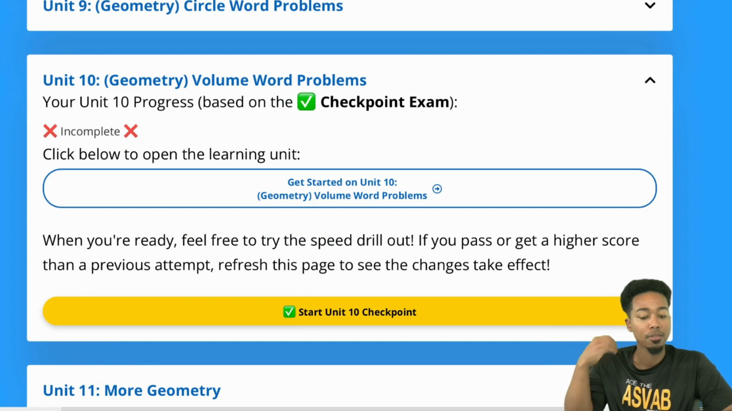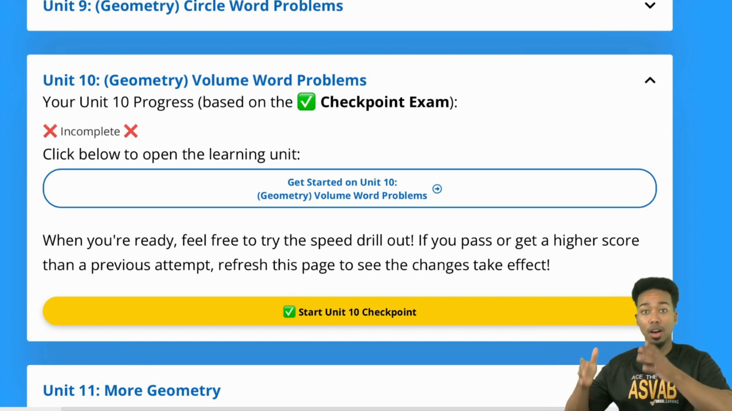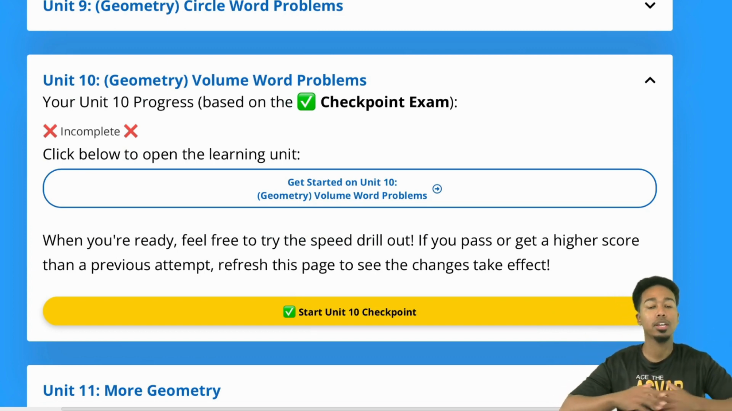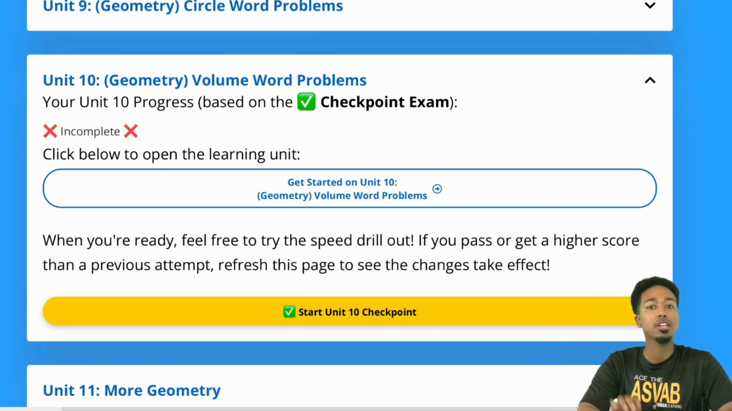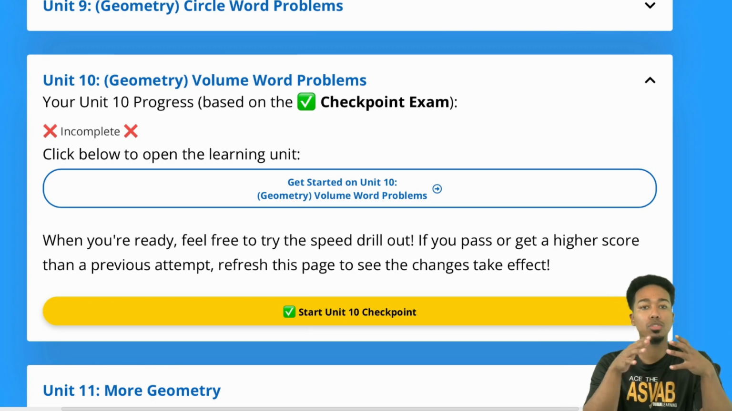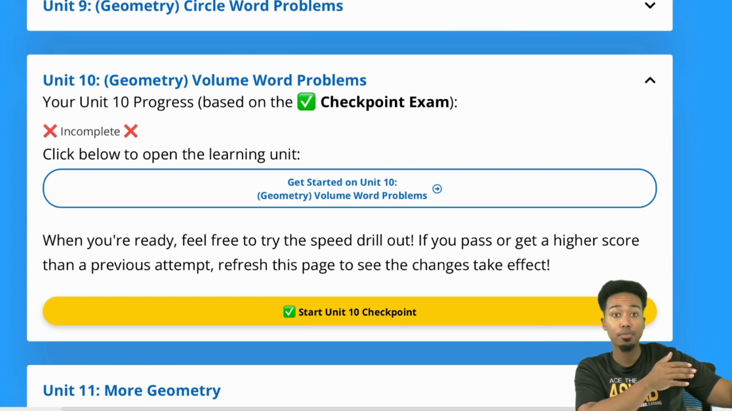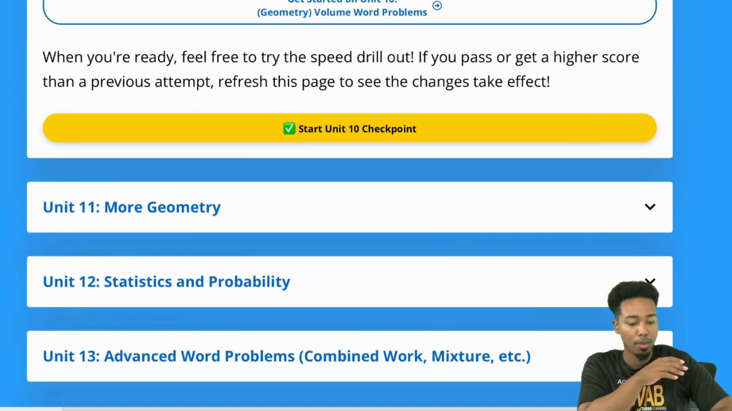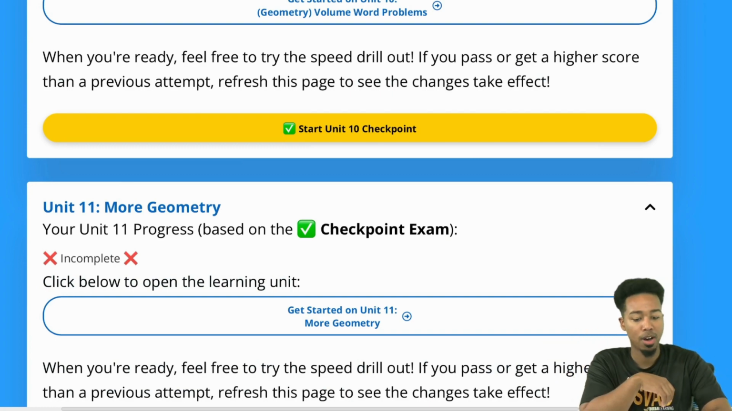This is going to be volume word problems, where we talk about finding volumes of rectangular prisms, working forward, working backwards, finding the volume of one box inside of another, like all these crazy type problems. Unit 10. But I split it up into 4 units. That way you can start from area and perimeter, then learn circles separately, then learn volume separately, and then you have more geometry, like looking at angles and points and lines inside of word problems.